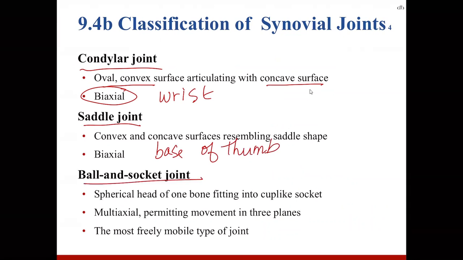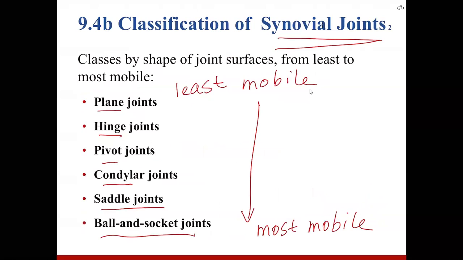And then the ball and socket joint is the one that gives you the most movement, right? So the ball and socket is like your shoulder, your hip. Okay, so it can move all over the place.